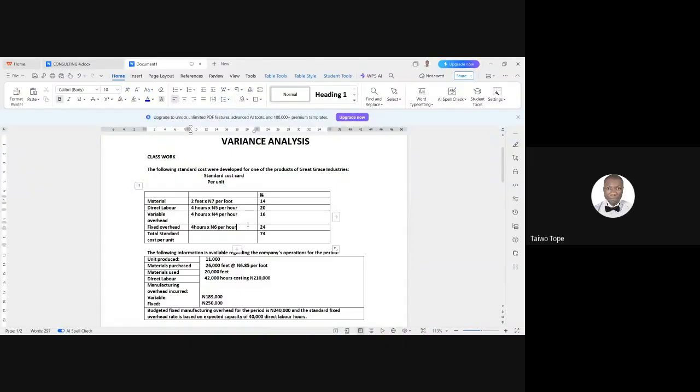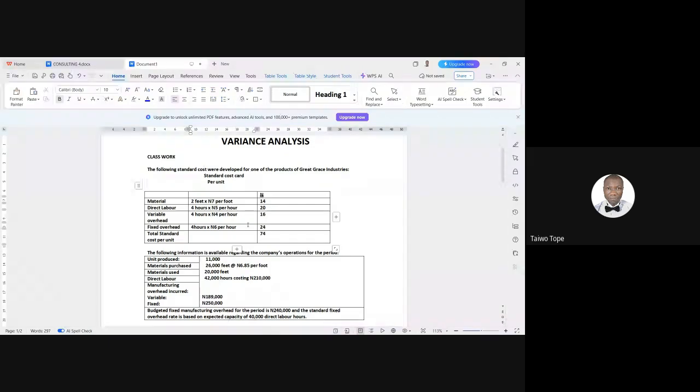Yes, but when you use 4 hours, the standard rate is 24 naira. So this is your standard rate of 24 naira.